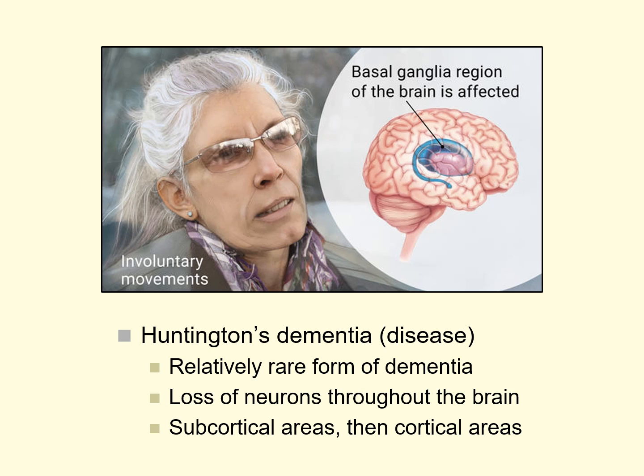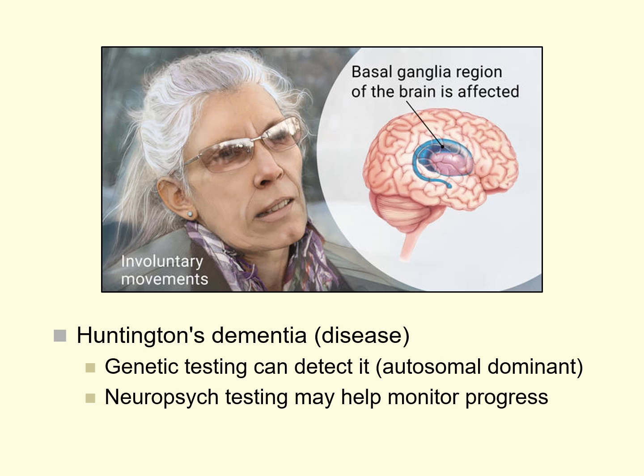This is a relatively rare form of dementia that involves loss of neurons throughout the brain, in both cortical and subcortical areas, first in subcortical and then in cortical areas. In the case of Huntington's disease, we usually do genetic testing to detect it if we think that the person's at risk, because this is a disease that's autosomal dominant and so it will run in families. You probably wouldn't use the RBANS to detect Huntington's disease, though you might, but you would use the RBANS or a similar sort of test to monitor its progress.